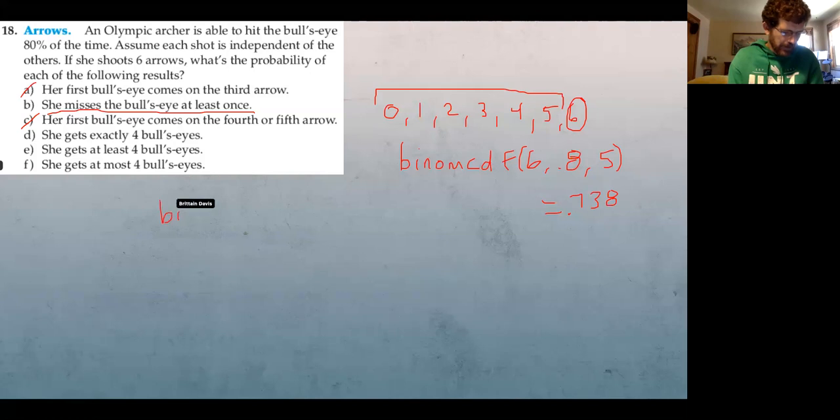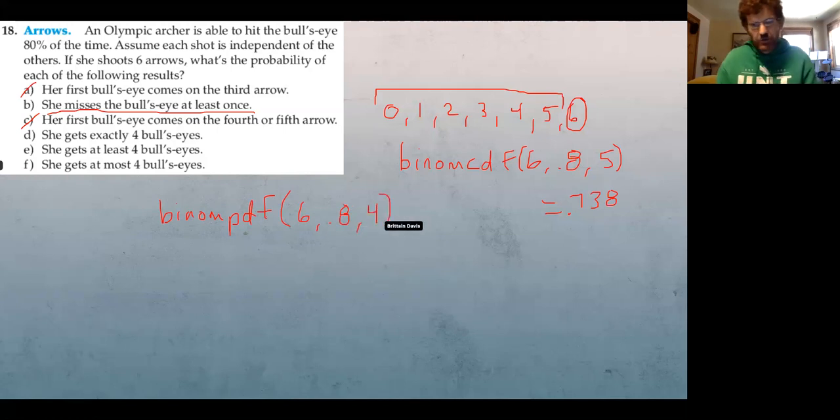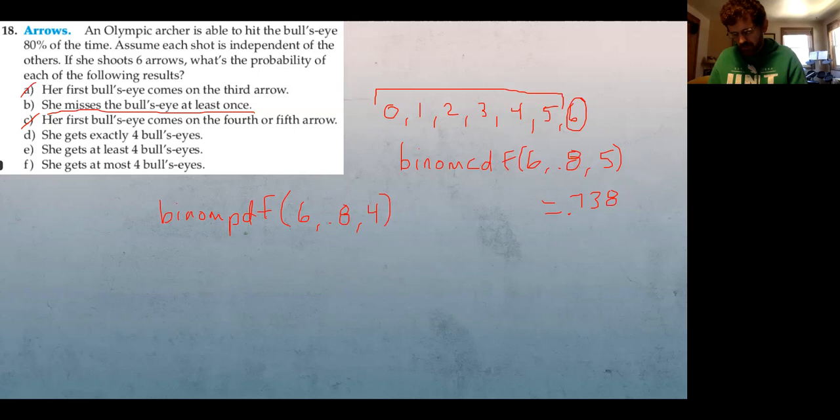So yeah, binomial PDF, because we want an exact number of successes. So binomial PDF, still 6 trials, still 0.8, and then our input here, hopefully we can all see. I'm trying to go through this a little bit fast. So it'll be 4 as the number of successes we're looking for. And as soon as you guys have that number, you can write it down. I'll just put an equals right here and you can put what the answer is. There it is, 0.246. That's the probability of getting 4 bullseyes.